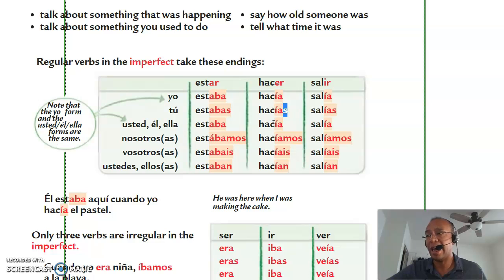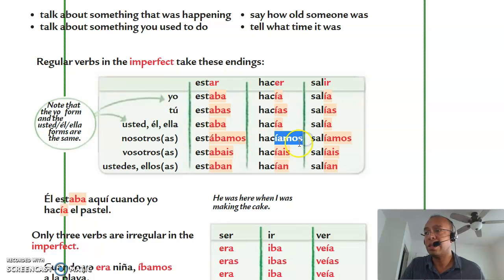Él, ella, and usted, and the yo have the same ending. Remember, they share the ending: ía, ía, and ía for yo, usted, él, and ella. How can you tell then? Well, you have to include the pronoun. You have to include the name of the person who's doing it. Hacía.